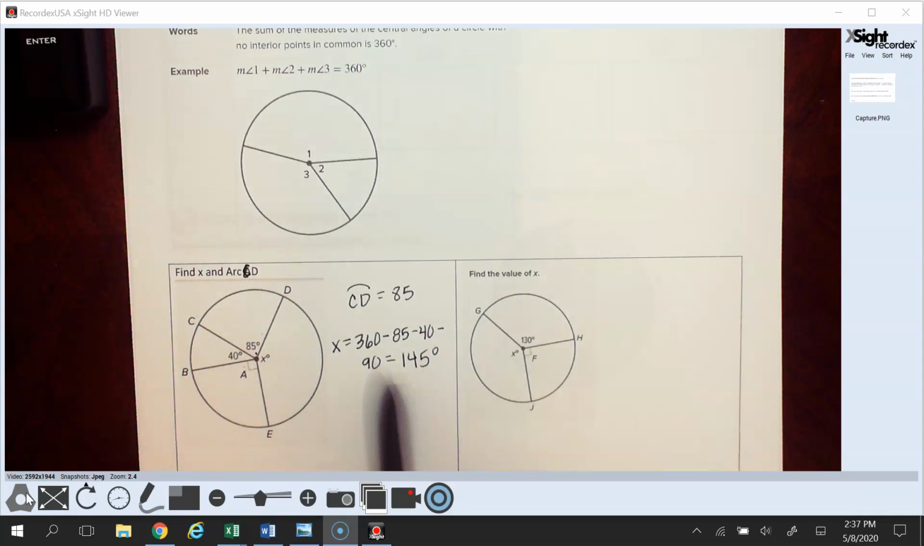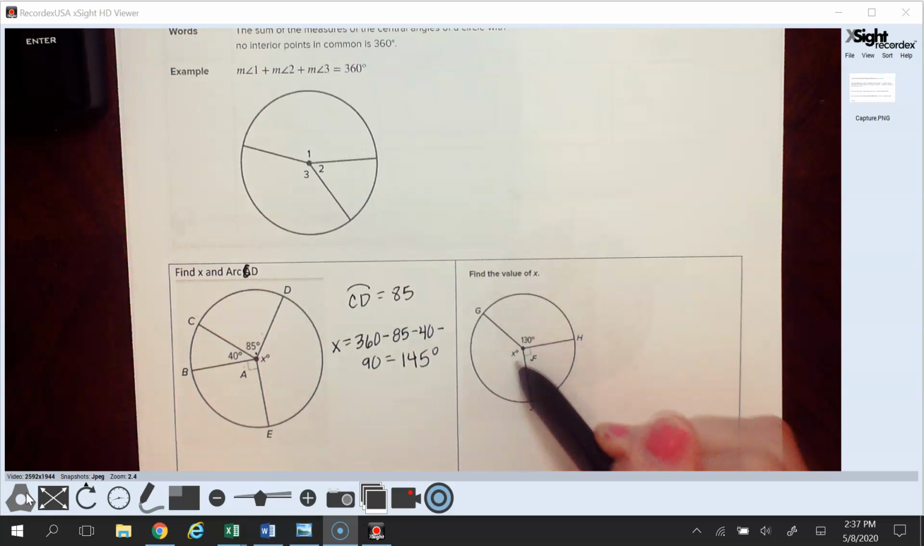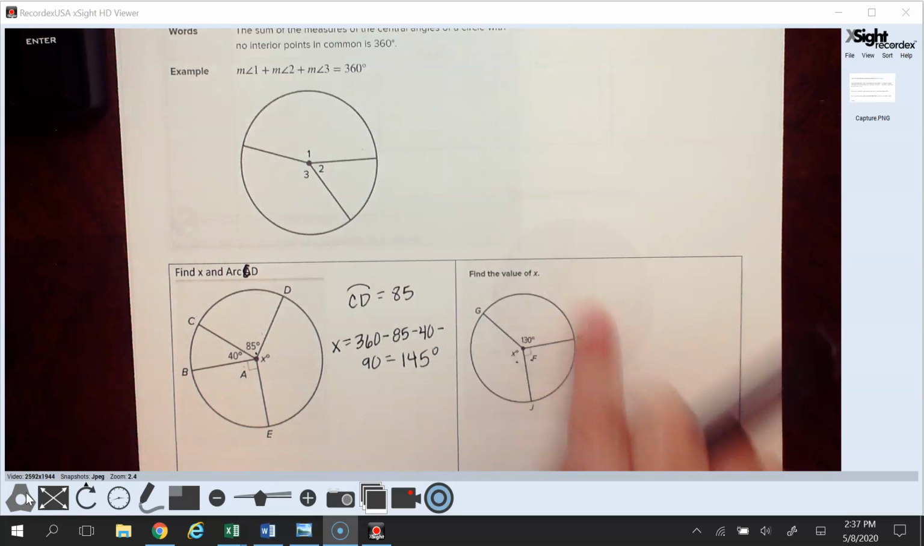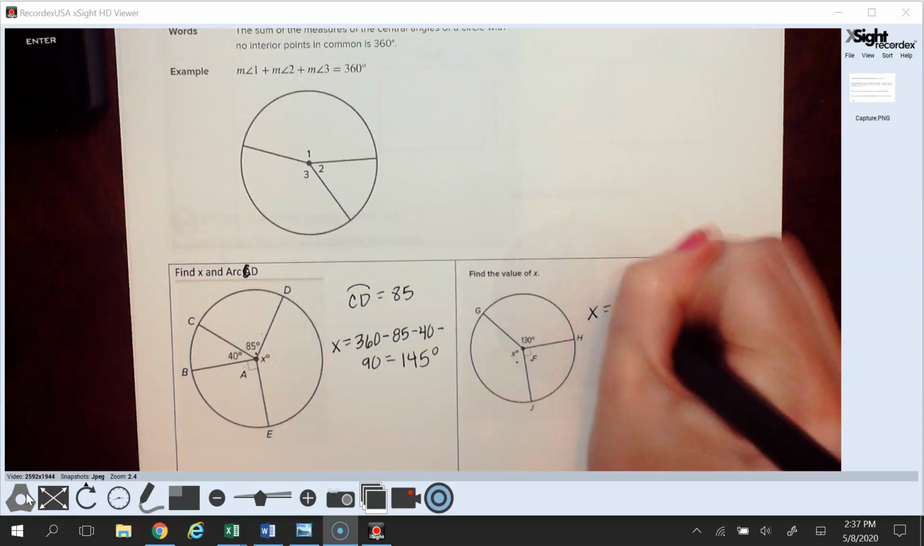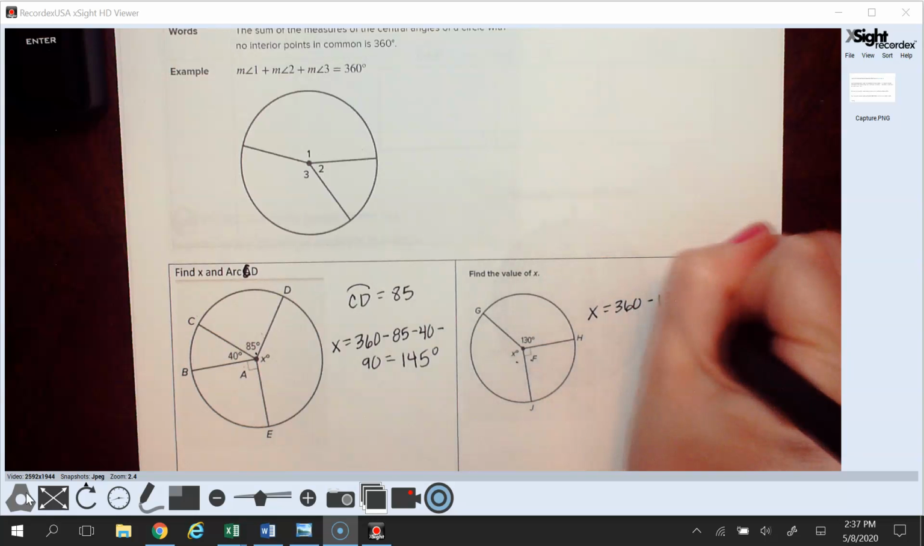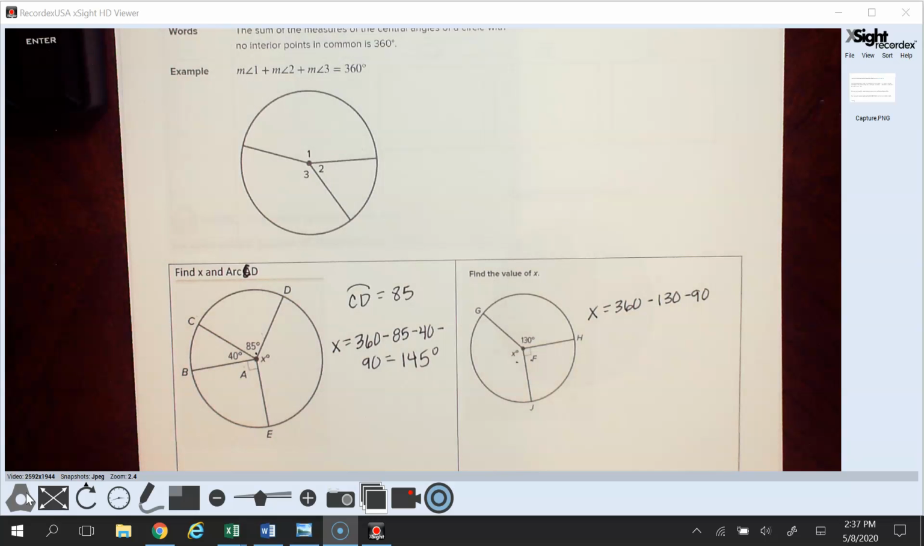Again, if I was taking a quiz, I would add all those up: the 145, the 85, the 40, and the 90. Those should equal 360. Again, all these angles need to add up to 360, and all those arcs did. So 145, so if they asked for DE, that would also equal 145. Now going over here, I have the same issue. This angle and that angle have to equal 360, because right here the complete circle equals 360. So to get X, say 360 minus 130 minus 90. Subtract those values. Whether or not you use a calculator is up to you.